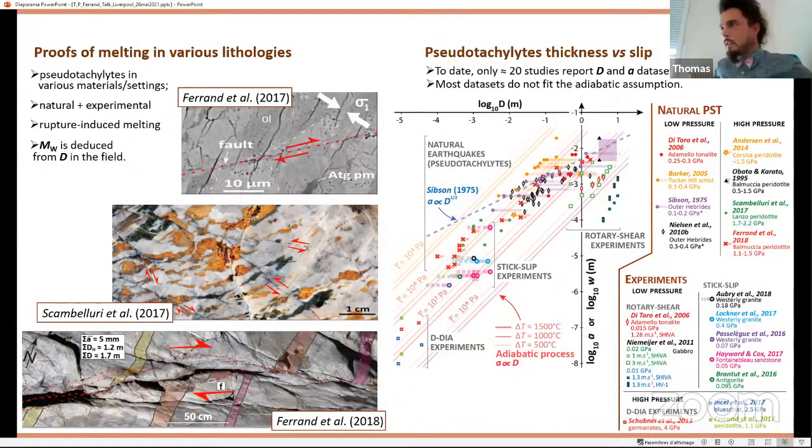Pseudotachylytes have been reported in various materials and settings, both in nature and in the lab. And we know that we can scale on the field. We can estimate the magnitude from the relative displacement. So if we manage to scale the thickness of the pseudotachylyte, we can estimate the magnitude only by looking at the thickness of the fault, if we have a single event.